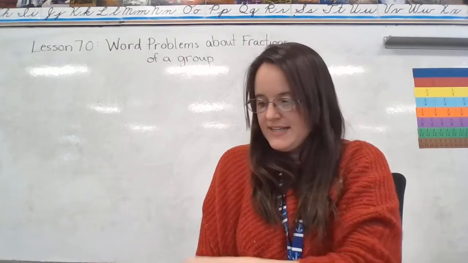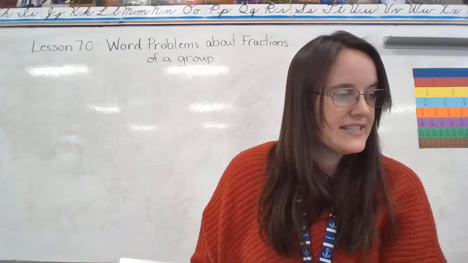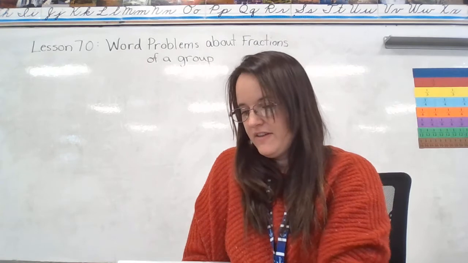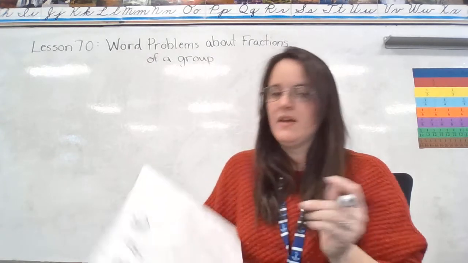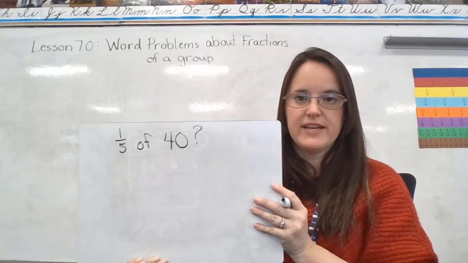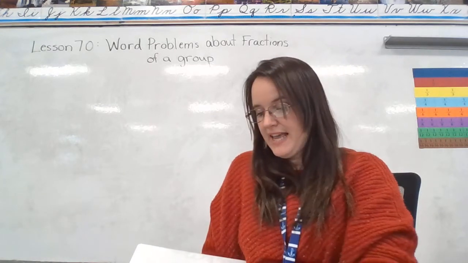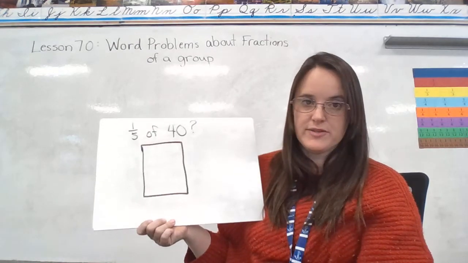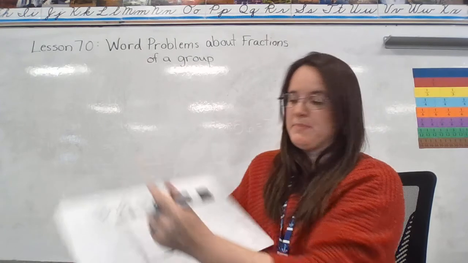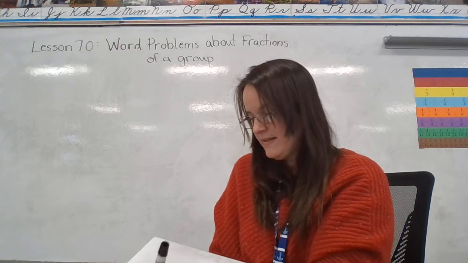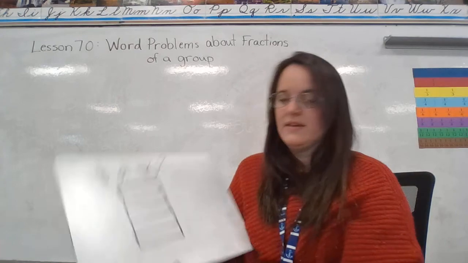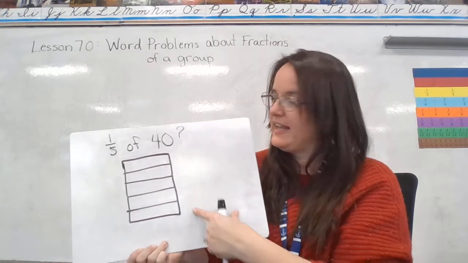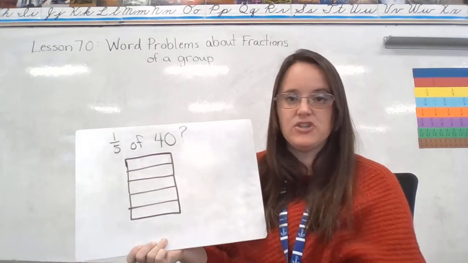Okay, our last example before we move on to lesson practice is what is 1/5 of 40? What is 1/5 of 40? So we can use the same diagram to figure that out. Here's my rectangle. I'm splitting it up into fifths. So there's my fifths. And I need to figure out if the total is 40, how many are going to go into each fifth?